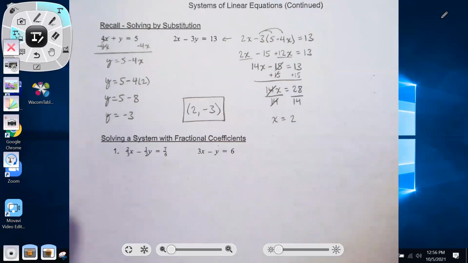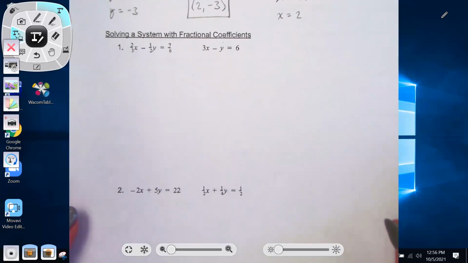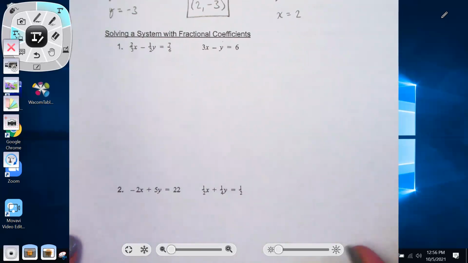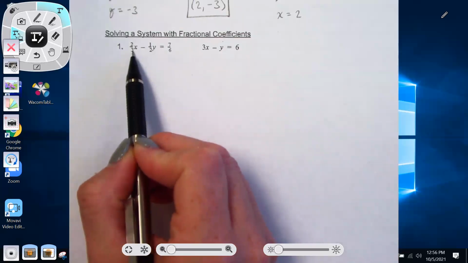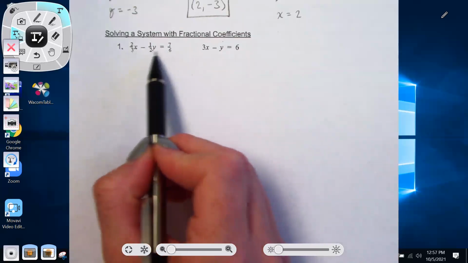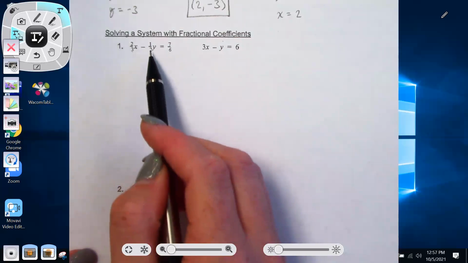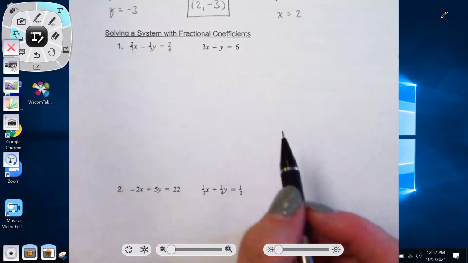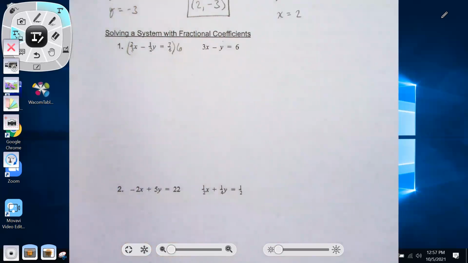Okay, let's move on in our notes to looking at solving a system with fractional coefficients. So what I want to do is get rid of the fractions first. I'm sure everyone's okay with that, right? So in this equation, look at all of your denominators, 3, 2, and 6. What is the least common denominator? 6, because 3 will go into 6, 2 will go into 6, and 6 will go into 6. So we're going to multiply everything in this equation by 6.